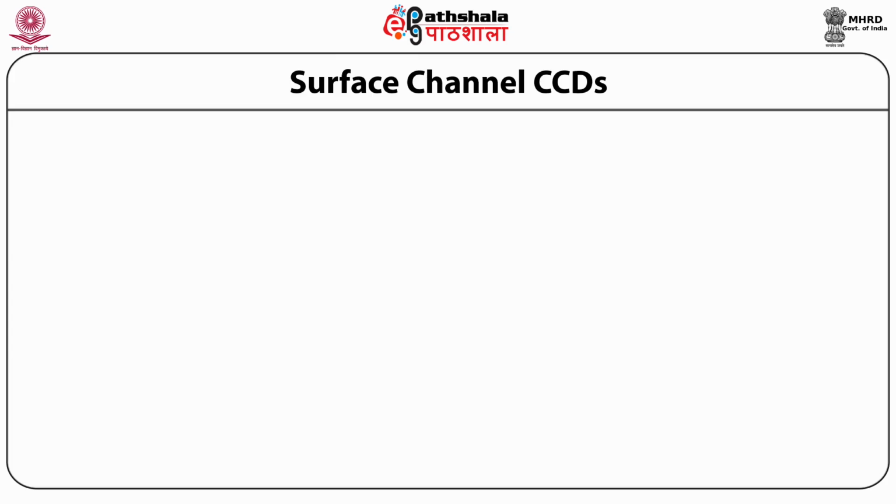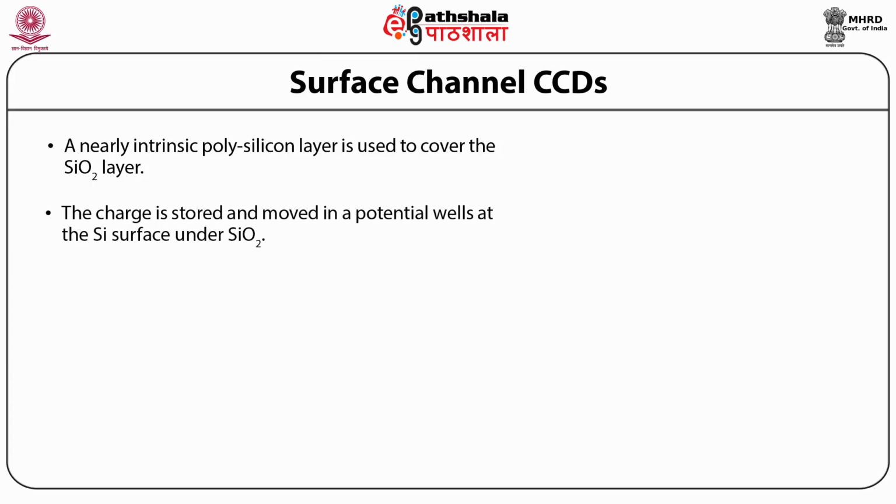Surface channel CCDs. A nearly intrinsic polysilicon layer is used to cover the SiO2 layer. Then the polysilicon is doped heavily at a desired region after putting a mask on the region which is not desired. So the charge is stored and moved in a potential well at the silicon surface under SiO2, and hence this device is known as surface channel CCD or SCCD.